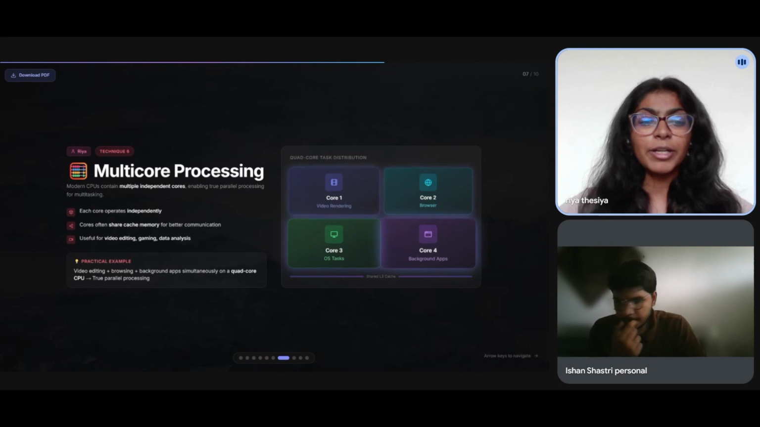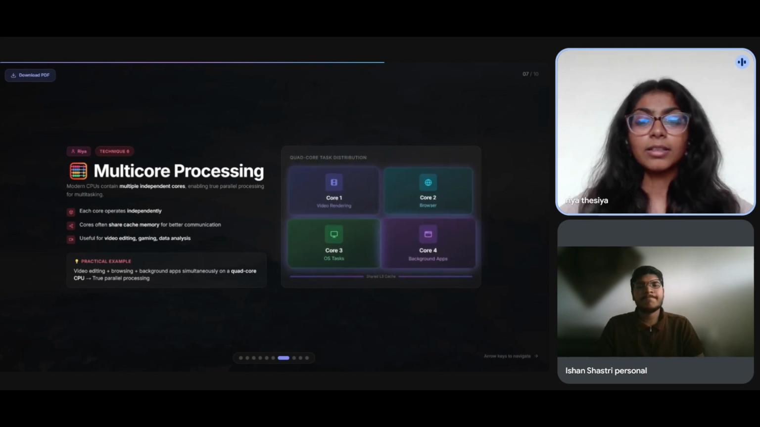Now, for the practical implementation, a multi-core CPU handles multiple tasks. We can do video editing, browsing, and background apps all at the same time on a quad-core CPU. For example, we have 4 cores. One is doing video rendering, second is doing browsing, third is doing the OS, and fourth is doing background apps. We can conclude that it helps us in true parallel processing.